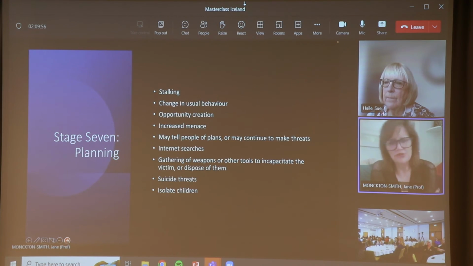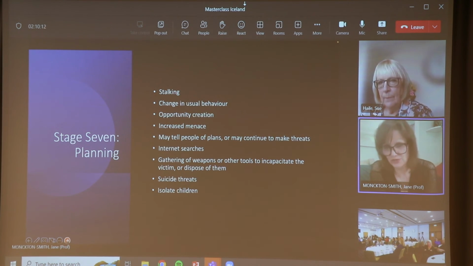So we move to stage 7 now, which is the planning stage. Historically, we've always thought of intimate partner homicides as crimes of passion, if you like, that happen in the moment. Somebody loses their temper, they feel provoked, they lash out. The research does not support that at all. In fact, the research, not just ours, supports that there is a planning stage.